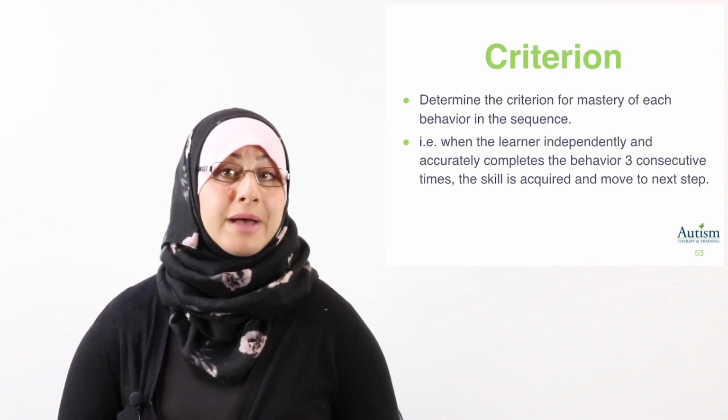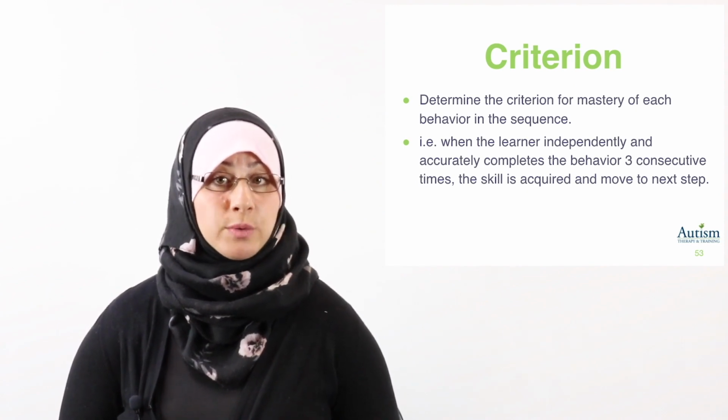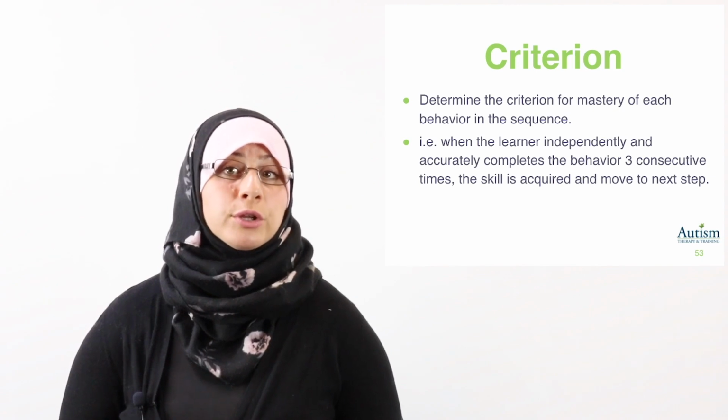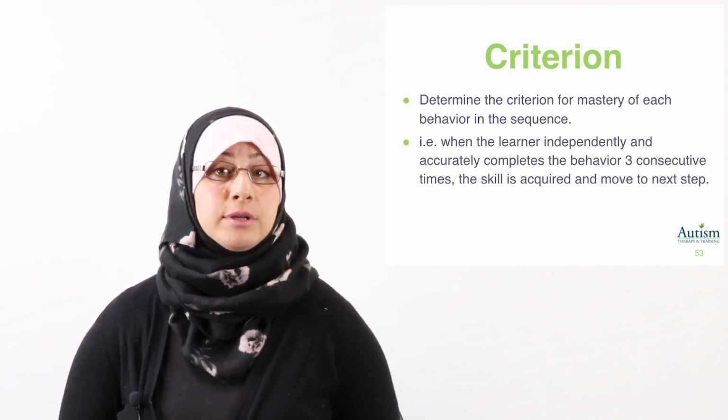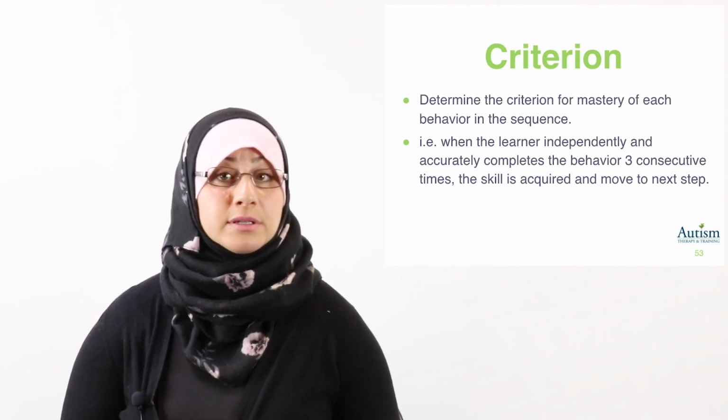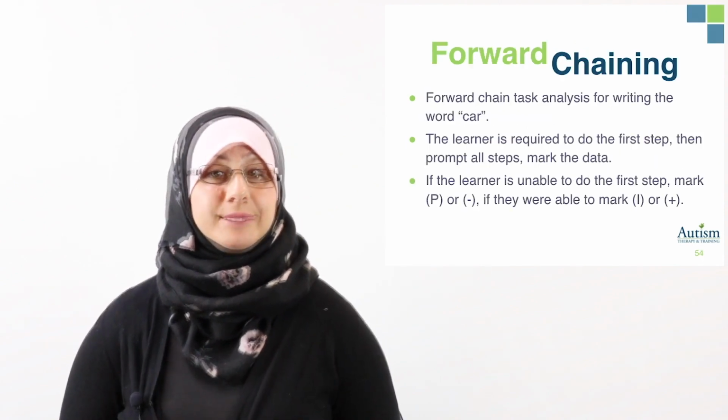Determine the criterion for mastery of each behavior in the sequence. For example, when the learner independently and accurately completes the behavior 3 consecutive times, the skill is acquired.